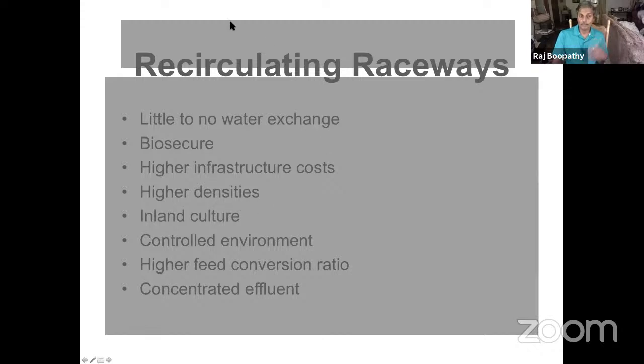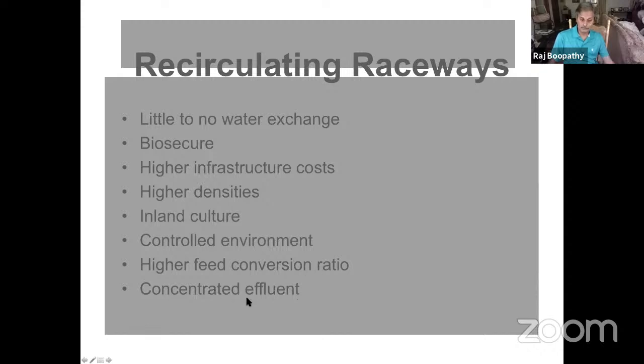So we came up with this design. Most people now use what is called a recirculating raceway system, where there is no water exchange. Once you truck the seawater from the ocean, you don't go back again, because that is a major expenditure. So we wanted to treat the wastewater and recycle that seawater over and over again. Nothing is wasted, everything is recycled. So it's biosecure, and in a controlled environment, we try to have a high feed conversion ratio.